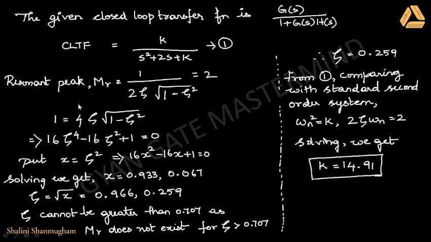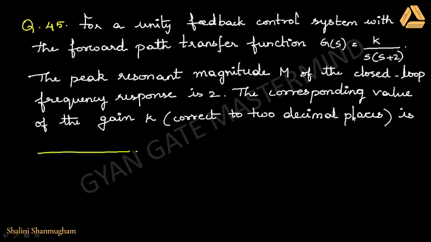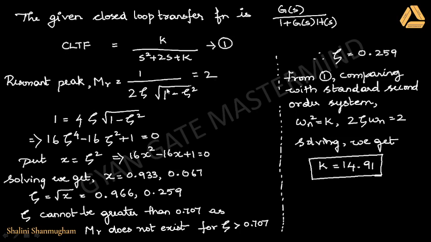And coming to the resonant peak, it is given that the peak resonant magnitude M of the closed loop frequency response is 2. So the resonant peak Mr is 2, whose formula is given by 1 by 2 psi into root of 1 minus psi square. On solving this, you will get two values for psi, 0.966 as well as 0.259. You know that psi cannot be greater than 0.707 because the resonant peak doesn't exist for psi greater than 0.707. So we choose psi to be 0.259.